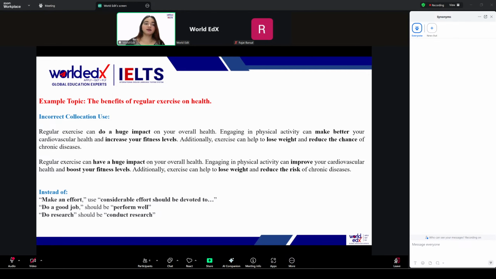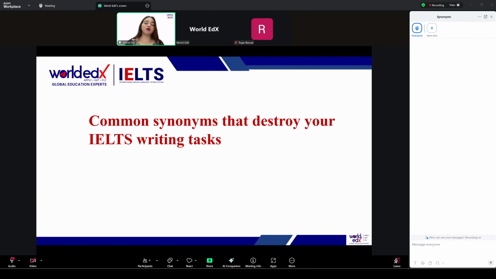Now, let's see what are the common synonyms that we use that completely destroy the IELTS writing task? What happens is that a lot of students, after they have given the test, come back to me and say, "Ma'am, it was really nice. I used a lot of synonyms," and I'm like, I used this, that, and everything. But when they get the band scores, it's always on the lower side, because yes, you might have used the synonyms, but if you did not use them contextually, you will not really get the band score.